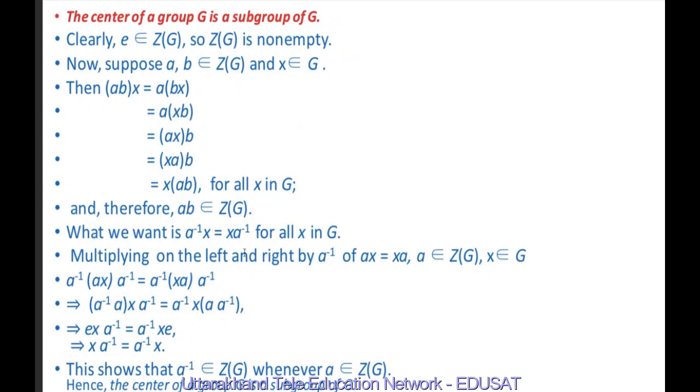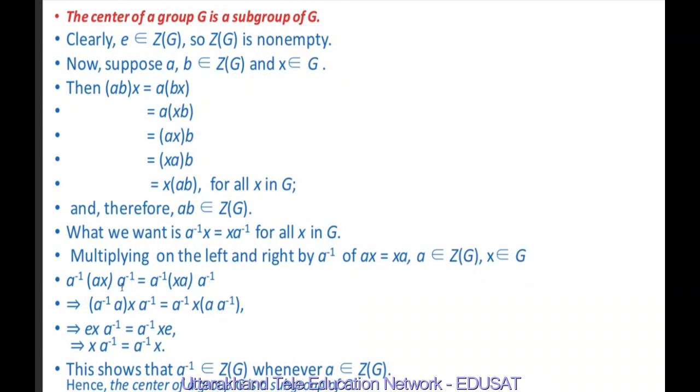We start with the equation AX equal to XA. We know that AX is equal to XA because A is an element of ZG and X is an element of G, and elements of ZG commute with every element of G. Now we pre-multiply and post-multiply both sides of this equation by A inverse. So A inverse into AX into A inverse equals A inverse into XA into A inverse.